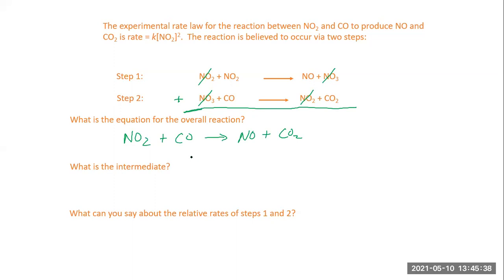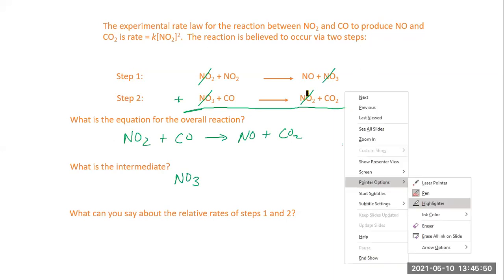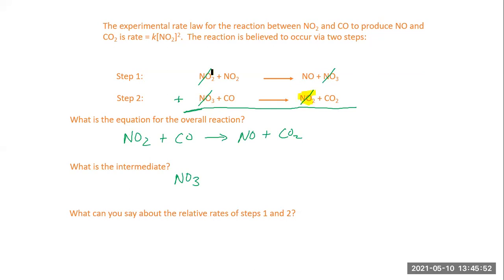That then leaves us to the question of what is the intermediate, and the intermediate here is NO3. Now you may be saying to yourself, what about NO2? I clearly canceled it out. And that is correct. You did cancel it out, but you did not completely cancel it out. And we see NO2 in the overall reaction.